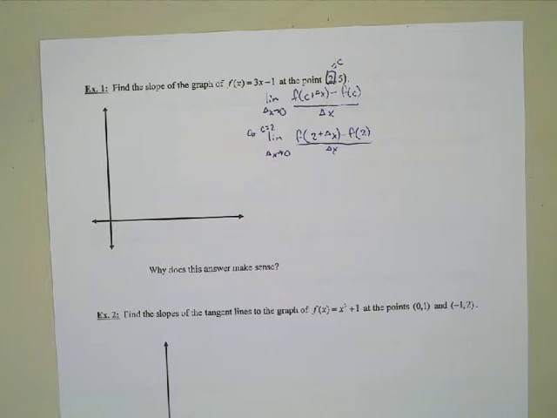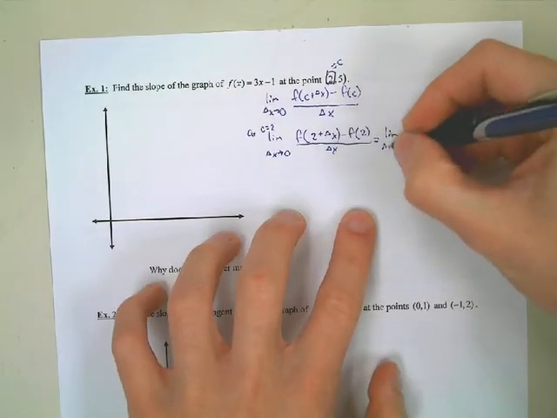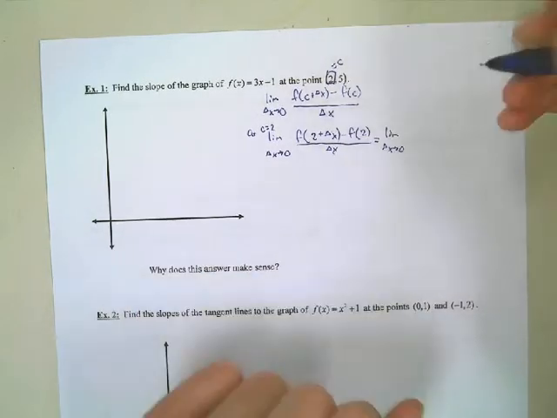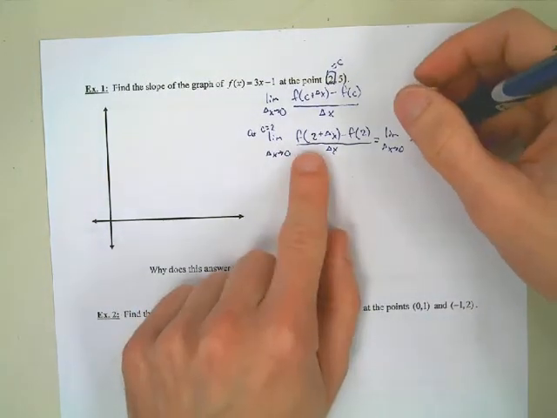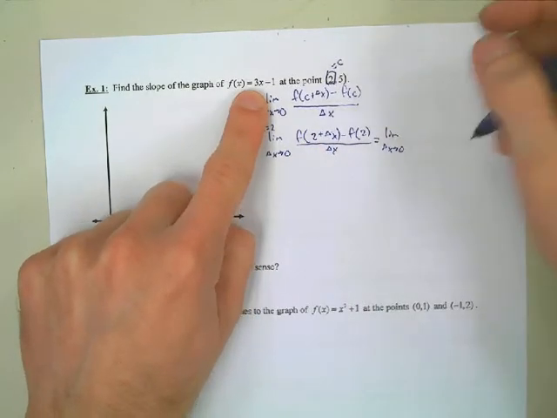Okay, so let's continue simplifying here. So this will be then the limit as delta x approaches 0. Because right now, if I plugged in 0, I'd still get 0 over 0. So we have to do some simplification. So f of 2 plus delta x. Well, here's f of x. Right, it's 3 times x minus 1.